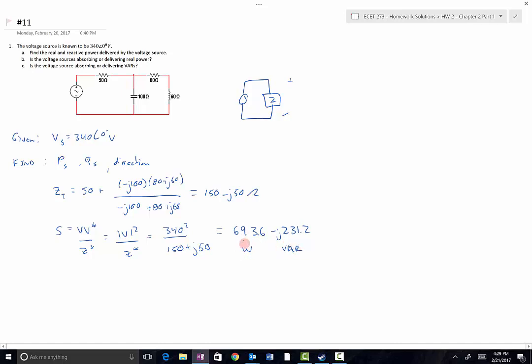It's delivering because the sign is positive. It's absorbing because the sign is negative here. Another way to know that it's absorbing VARs is that the circuit overall looks capacitive. Capacitors supply VARs, therefore the power supply has to be absorbing the VARs that are being supplied by the capacitive circuit.